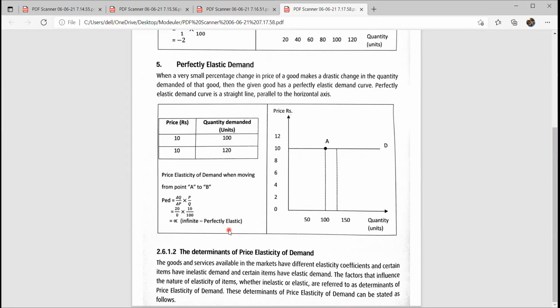This is how we realize the five types of elasticities. But a normal demand curve, which slopes downward from left to right, has all these five elasticities, as I showed you at the very beginning. So in each and every case we have unique characteristics.